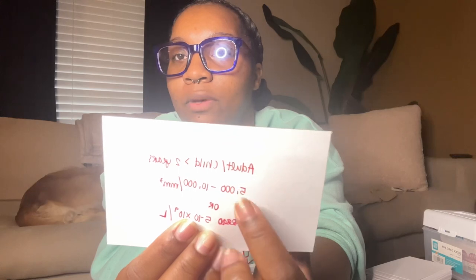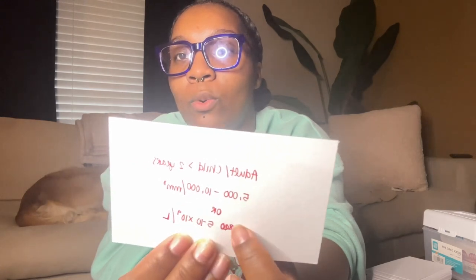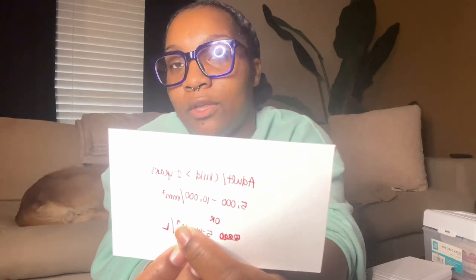And then on the back, I just have the normal adult findings, which are gonna be children greater than 2 years old and everyone above that, of course. And it's gonna be 5 to 10,000 per millimeter cubed, or 5 to 10 times 10 to the 9th per liter. So yeah, that's all I'm gonna do for each one.